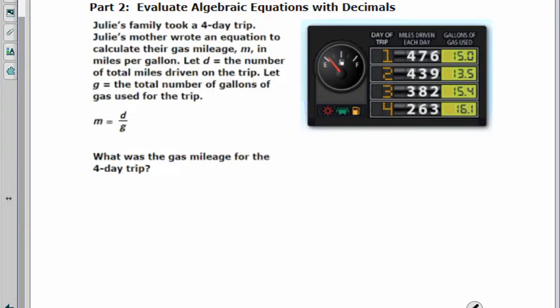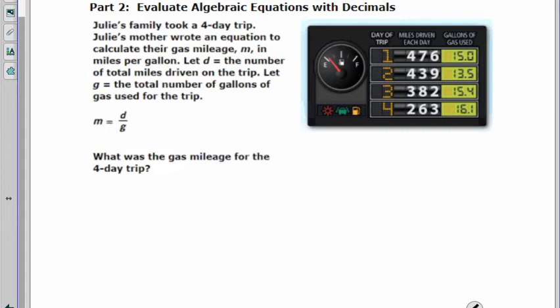All right, let's make it a little harder. We're going to evaluate some algebraic equations this time because I have an equal sign. And we're going to be doing that with decimal numbers. Julie's family took a 4-day trip. Julie's mother wrote an equation to calculate their gas mileage, M, in miles per gallon. D is the number of miles, and G is the number of gallons, and so we get miles per gallon there. We want to do it for the entire 4-day trip.